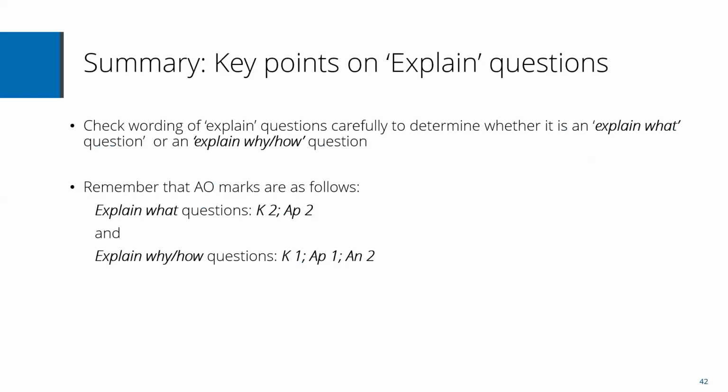So some key points to look out for when we're looking at explain questions, as you can see here on the screen. So check the wording of the explain questions to determine whether it's an explain what question or an explain why or how question. Does it need that link? Does it need that chained reasoning? If it does, then it's looking for an impact, for example, then that's where the analysis comes in. And that assessment objective breakdown is shown there.